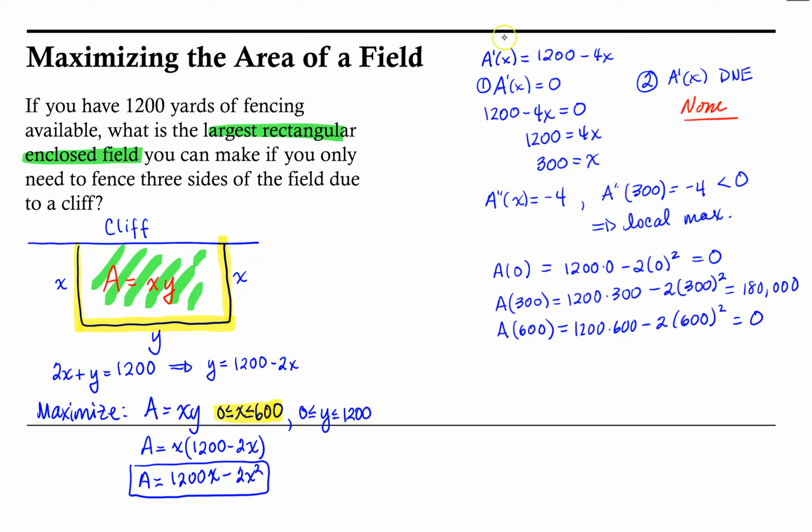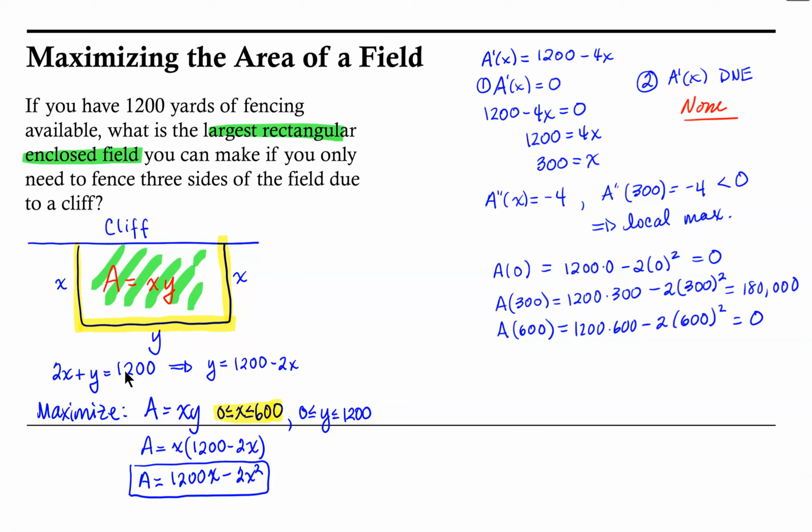And that makes sense, because if x is equal to 0, then the entire length of the fence would lie along the edge of the cliff and there would be no area. Also, if x is equal to 600, the entire length of the fence would come out perpendicular to the cliff. There would be no width, and if there's no width, there would be no area.